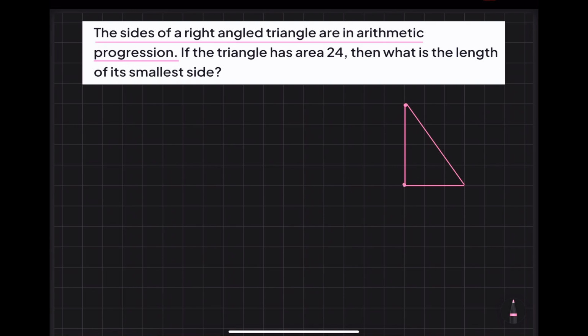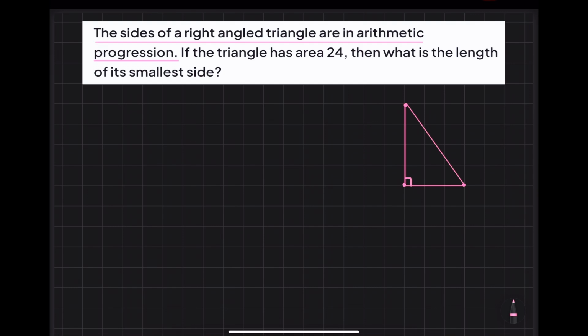Suppose that it is right angle at this corner, and the sides are in AP. So we have to talk about three sides. Now try to understand. If you have to imagine an AP with an odd number of terms, meaning the number of terms is 3, the number of terms is 5, the number of terms is 7, and so on.